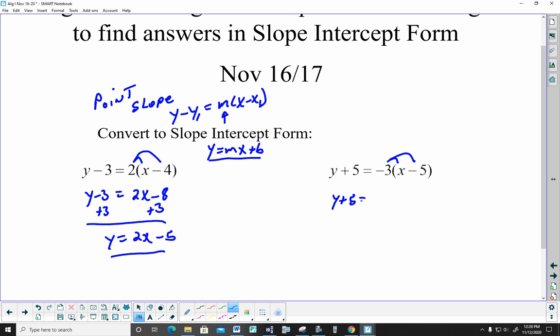y plus 5 is equal to negative 3x plus 15. Subtract the 5, subtract the 5. And you're finished. y is equal to negative 3x plus 10. This is in point-slope form, slope-intercept form, sorry about that. This is in point-slope form. Right. Whew, I thought I had it backwards again.